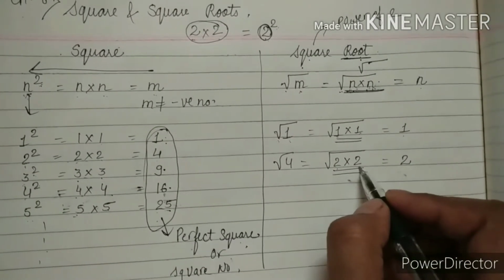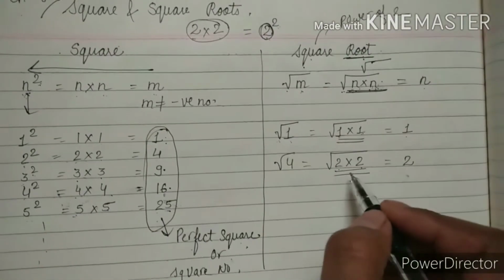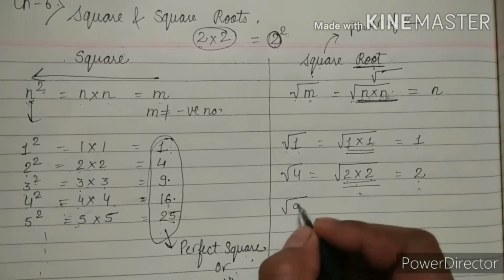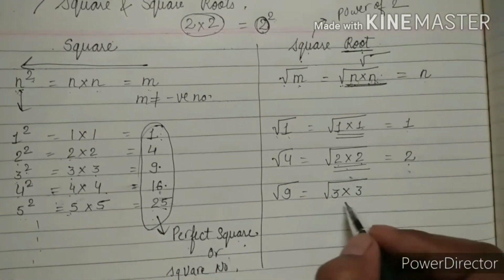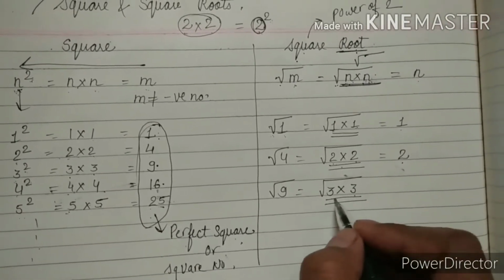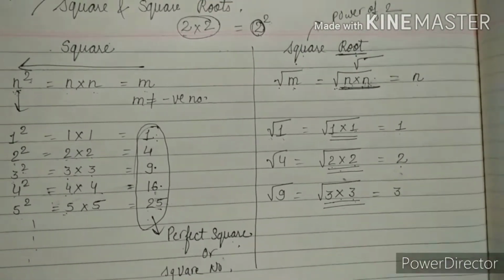When we are taking the values out of the root, a pair will give us one value. Now under root 9 can be written as 3 into 3. Here we have a pair of 3, or 2 times 3, and this will give 1 time 3.